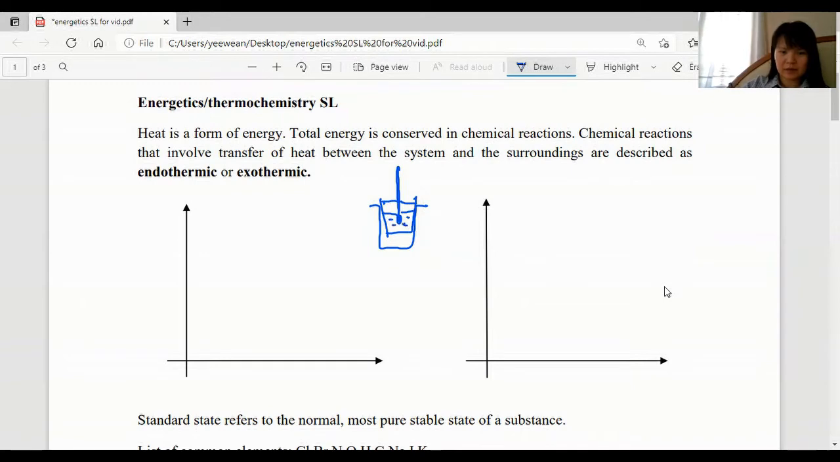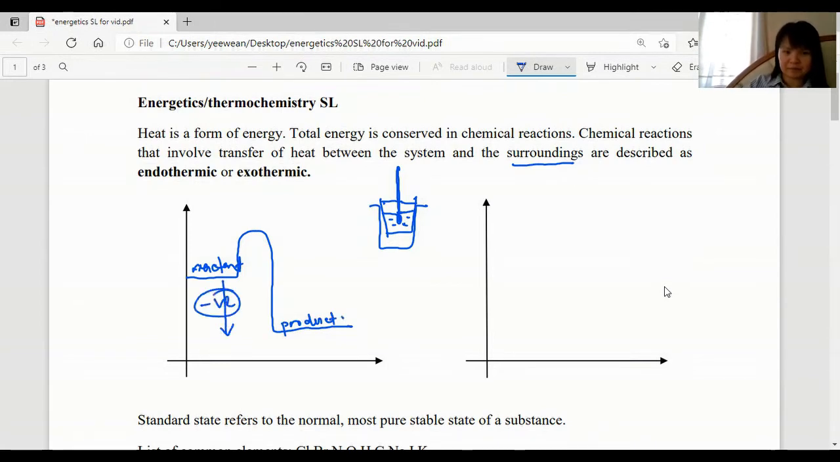So if a reaction happens here and the temperature of this water increased, it means that the temperature of the surroundings increased, and that would mean the system lost energy. So that would mean an exothermic reaction. So the reactants have more energy and the products have less energy, and the energy change is negative. This is for an exothermic reaction.